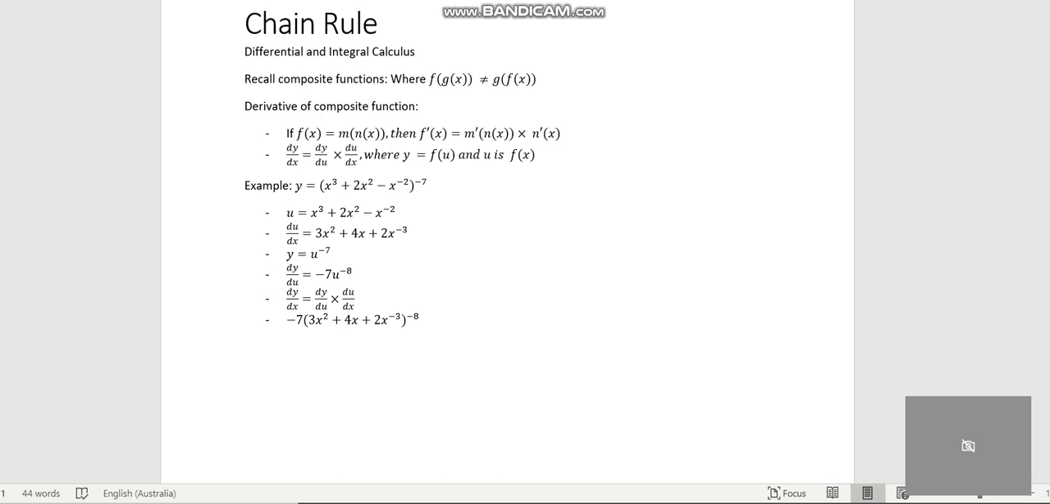Or if you use the other notation, f dash of x is dy dx, which equals dy du multiplied by du dx. I know that dy dx is not meant to be a fraction, but when you express it like this, where y is a function of u and u is a function of x, we have dy du multiplied by du dx. You can intuitively understand how, like fractions, when you multiply, the du's cancel out and you end up with the same answer.